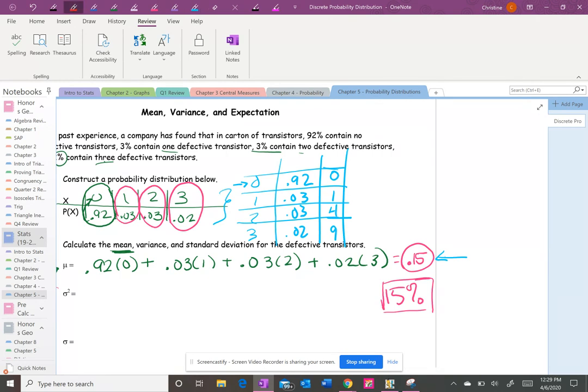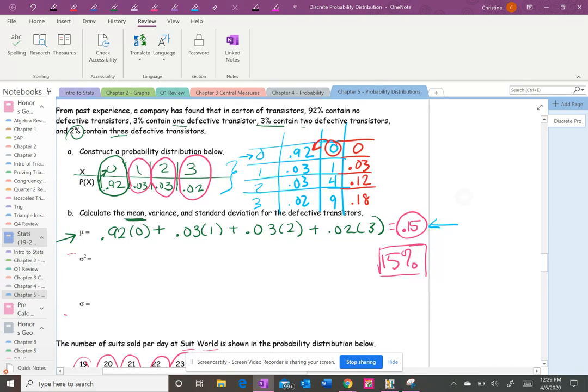Then I'm going to multiply x squared times its probability. So 0.03, 4 times 0.03, obviously 0.12, and then 9 times 0.02 is 0.18. Just check. Yeah. Okay. So now this is x squared p of x. Add all of these up. It's 0.33.